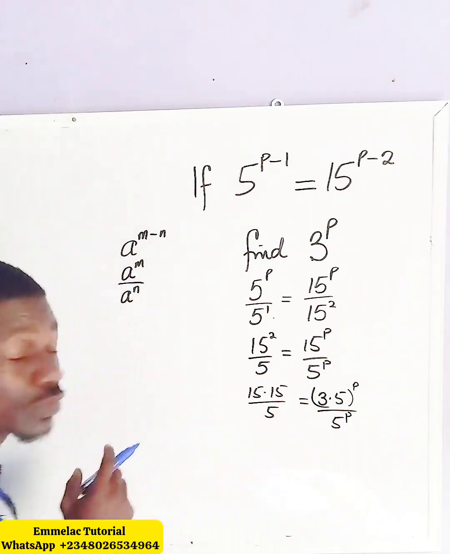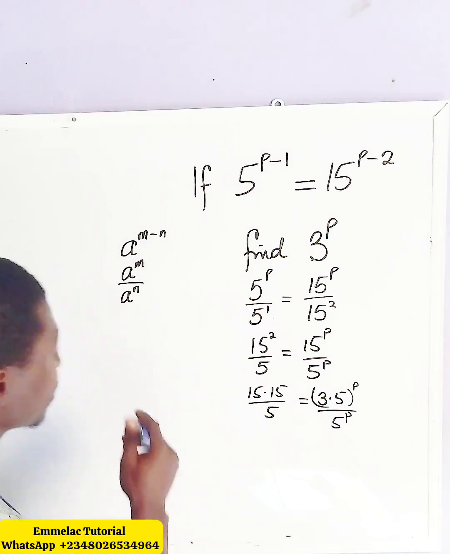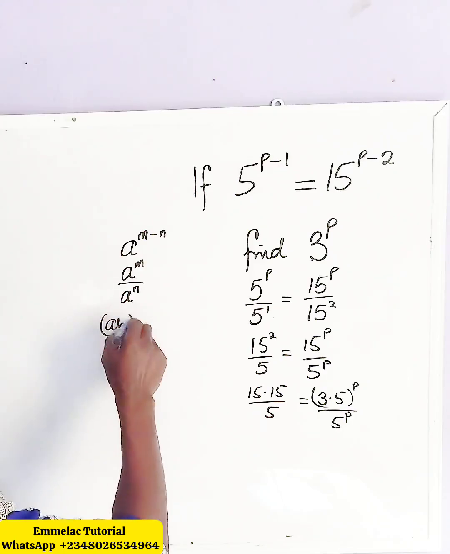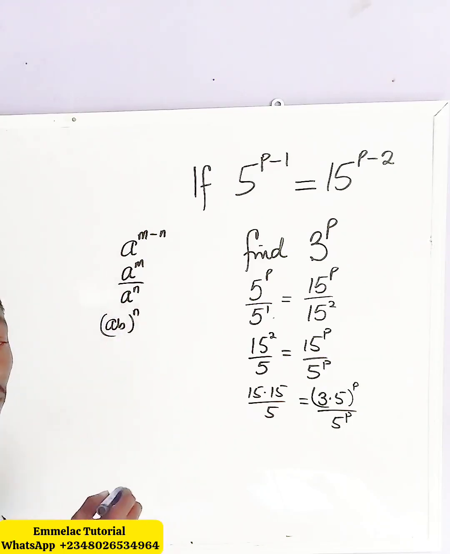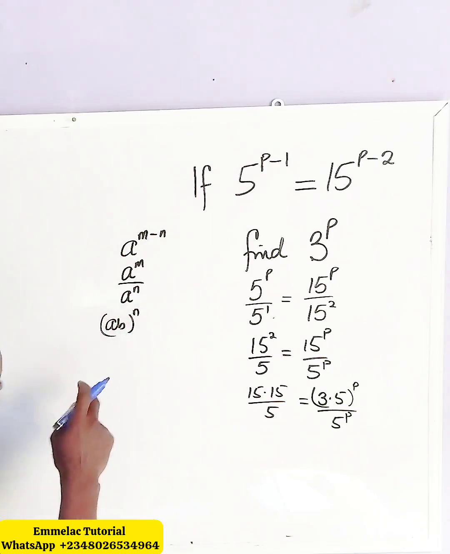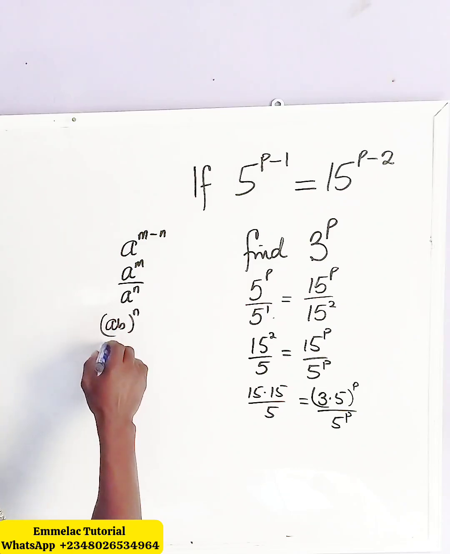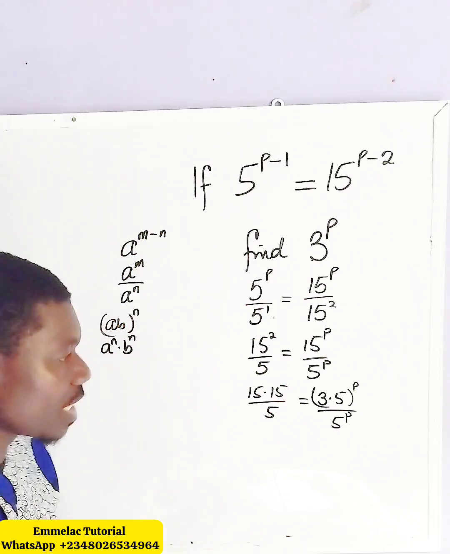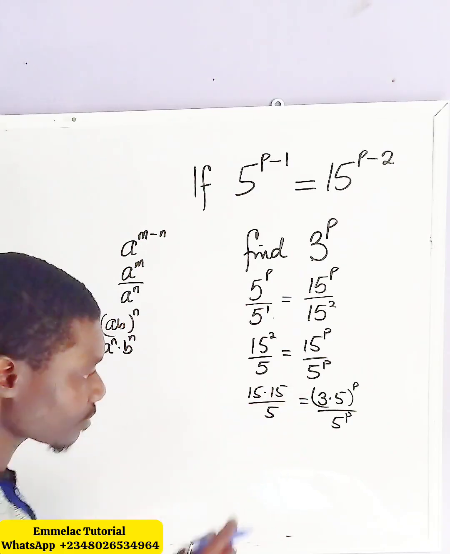And this is according to the rule of indices, that when you have a times b all raised to a common power n, this power can be distributed to the two terms inside. So here we have a raised to the power of n times b raised to the power of n, and that is the rule I applied here.